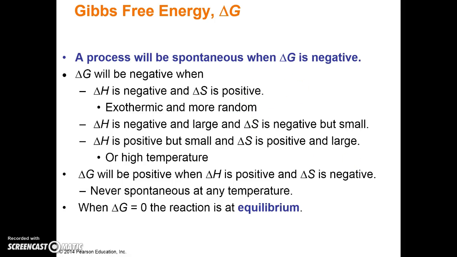So, you can think about various situations where maybe delta H is negative and the reaction is exothermic. We have an increased entropy during the reaction that occurs. In this case, delta G will always be negative, and so this reaction will be spontaneous at all temperatures. There's not a temperature you can find where this reaction will not eventually occur if given enough time.